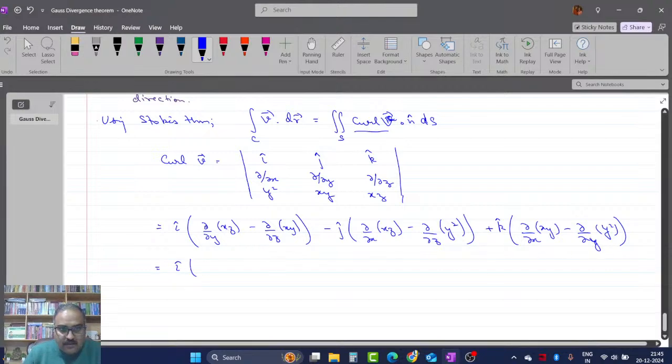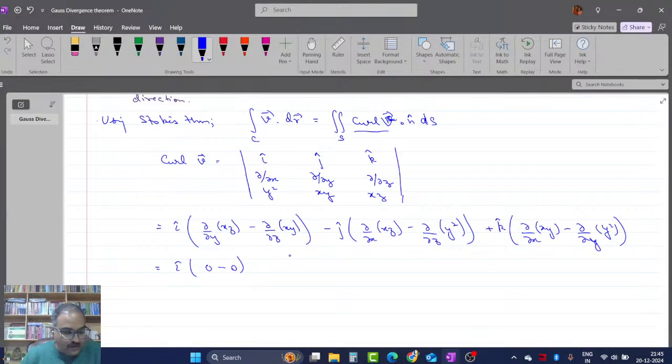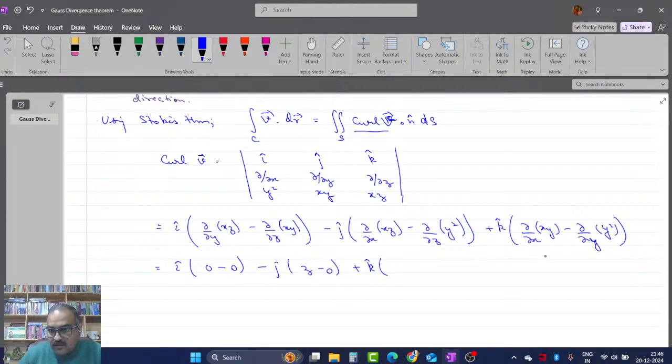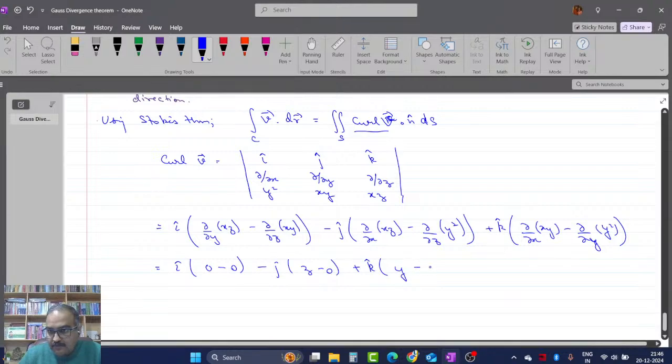इसका ∂y आ जाएगा 0 माइनस इसका भी 0 आ जाएगा. ओके, माइनस ऑफ j कैप इसका आ जाएगा आपके पास z माइनस ऑफ 0 प्लस k कैप. Now for this one it will be y minus of 2y. तो ये रिजल्ट आ गया 0 i कैप माइनस ऑफ z j कैप माइनस ऑफ y k कैप. ठीक है.